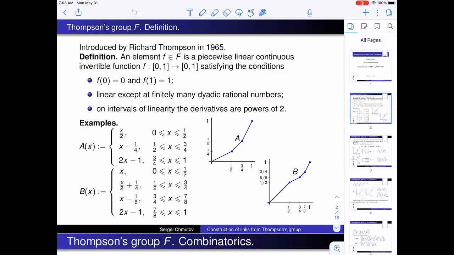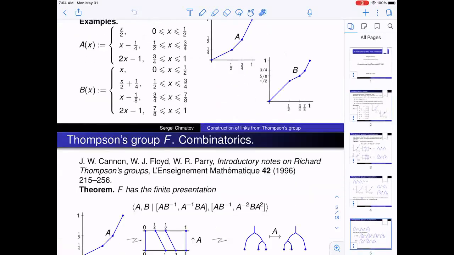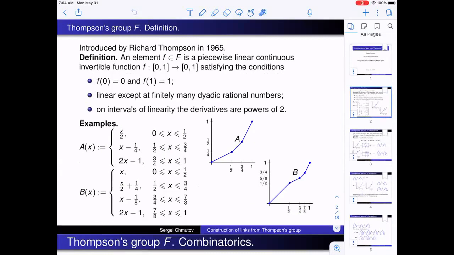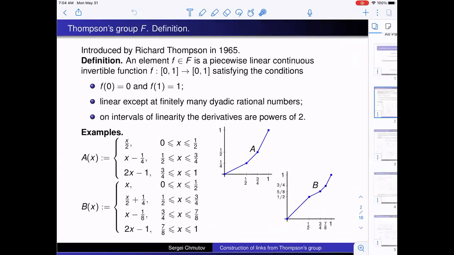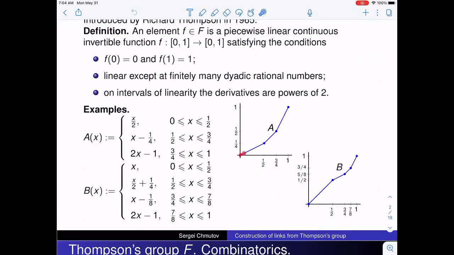Like 2 to the negative 1, that is this one, and that is going to be denominator 2 squared, 4. And the last condition is that the derivative, the slope of the graph, is supposed to be a power of 2. And once the slope is a power of 2, then the images of all these points are also going to be dyadic numbers of the same form. Maybe I will do it like this. It would be better.